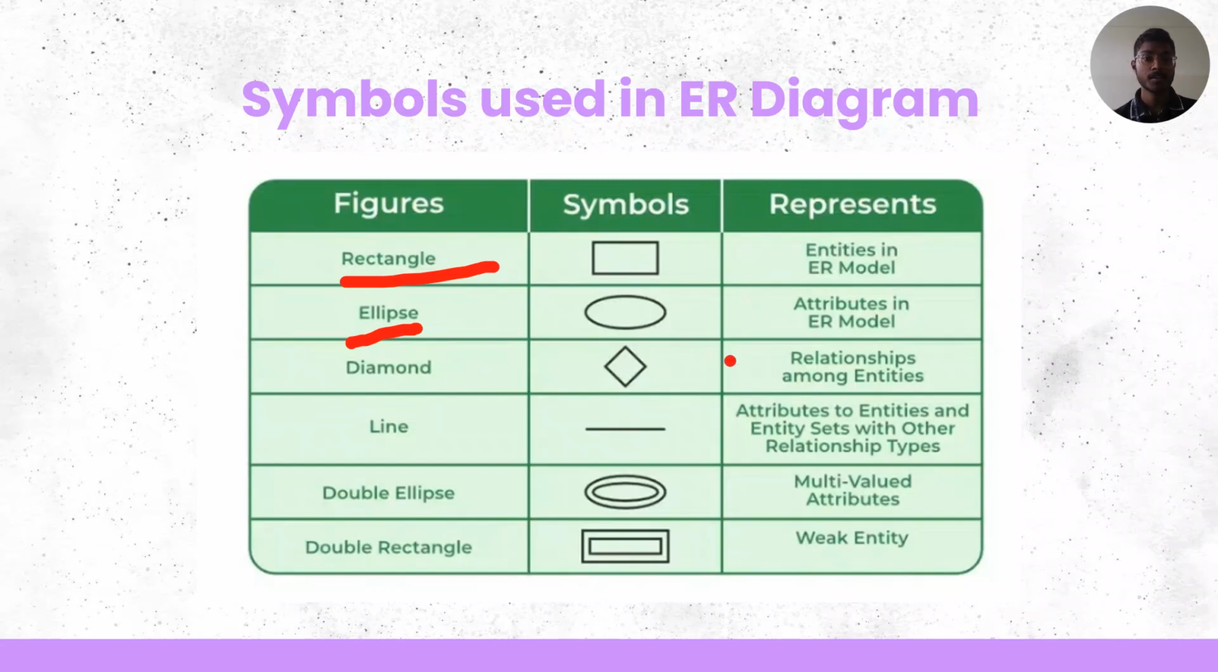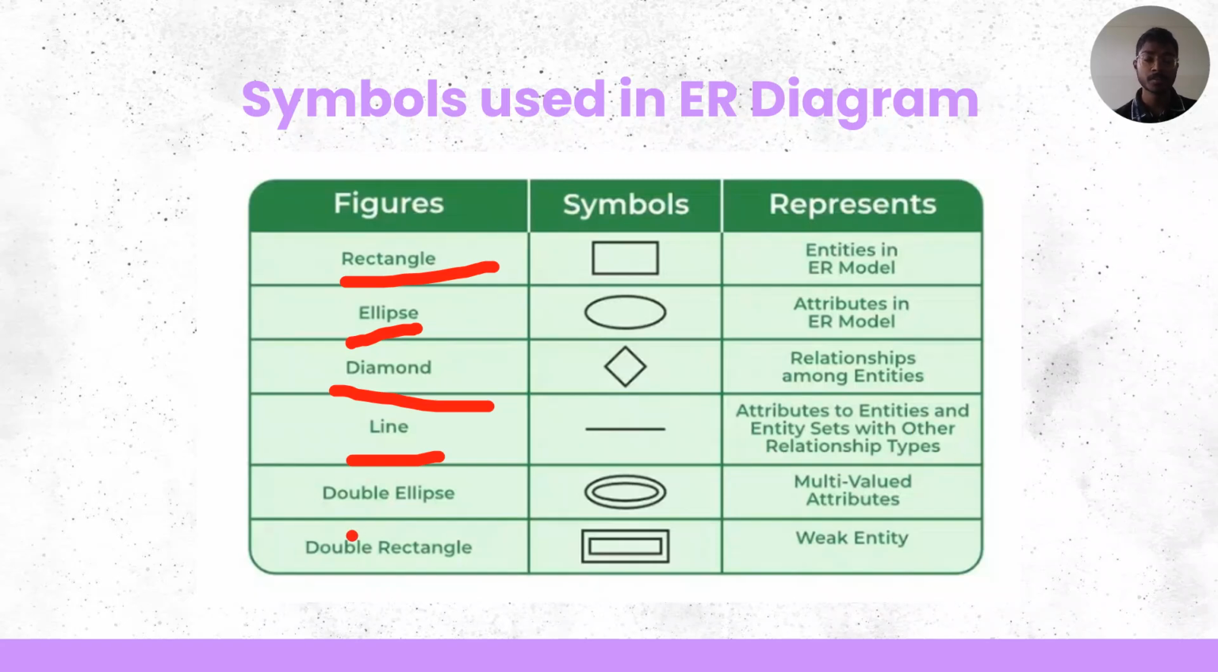Then we have the diamond. The diamond shows the relationship among the entities. That is why the diamond is used. And we have the line. The line connects the attributes to the entities, or entity sets to relationship types.